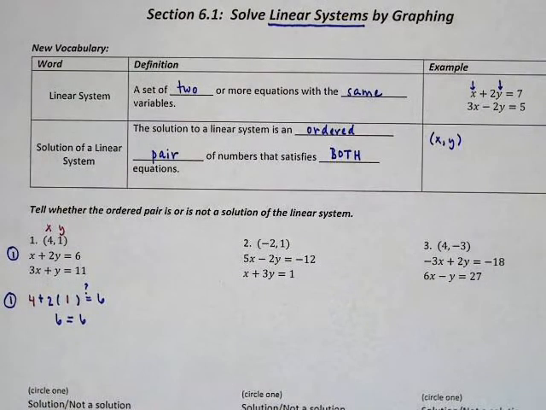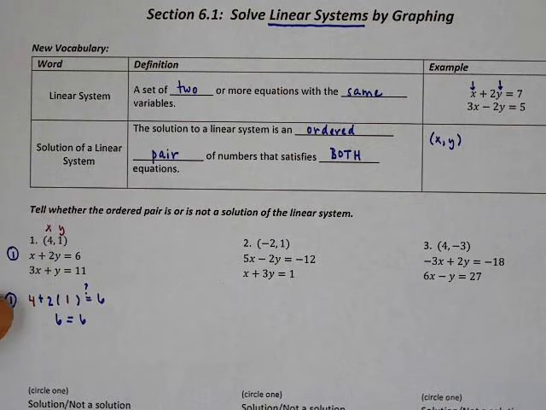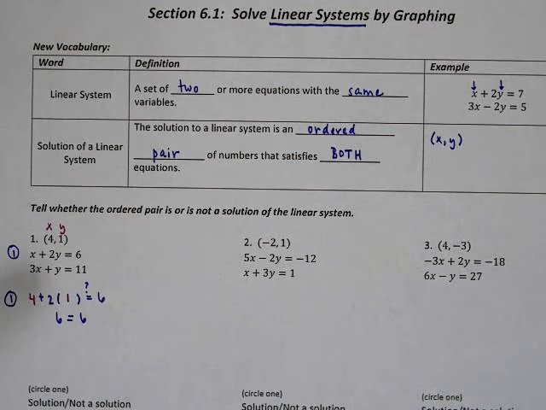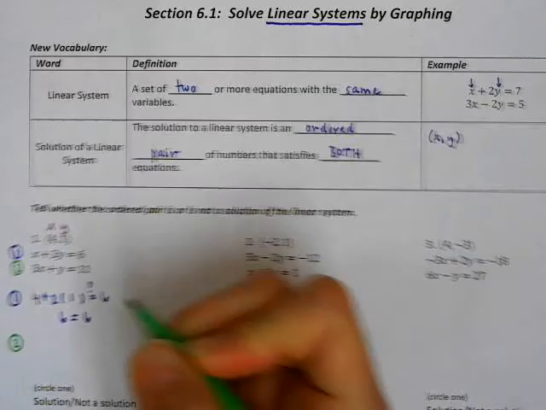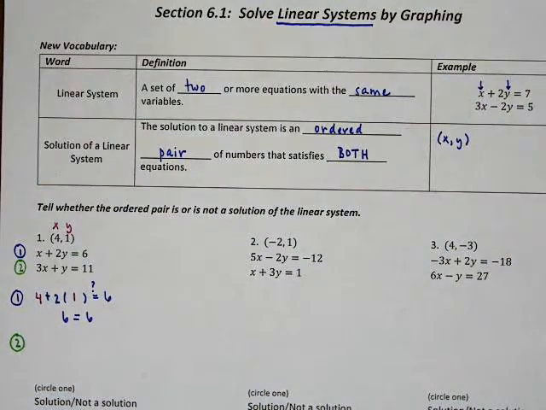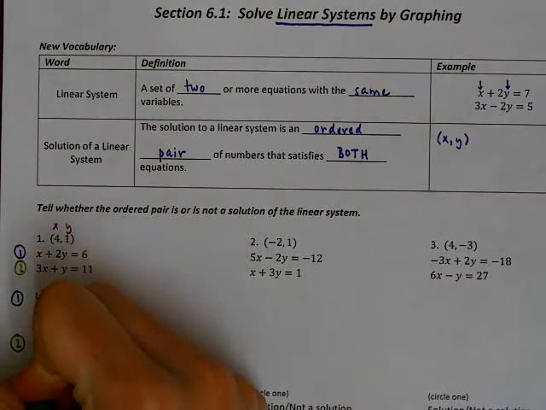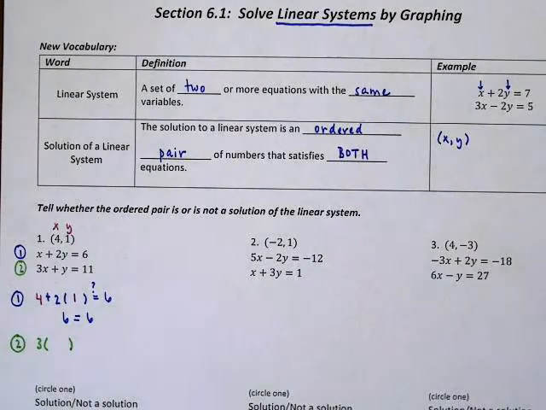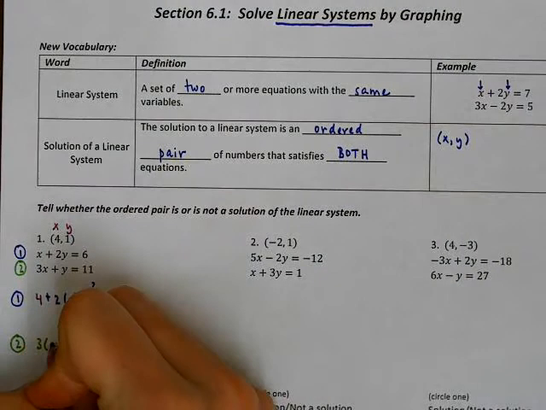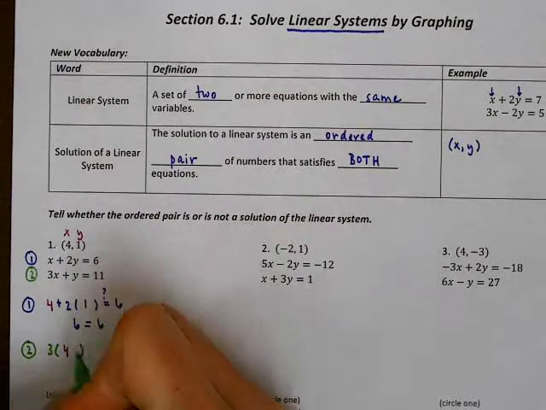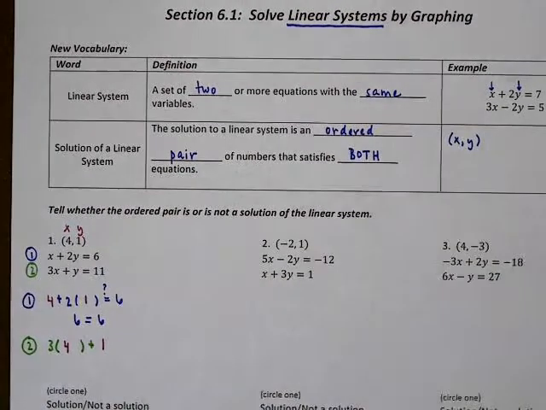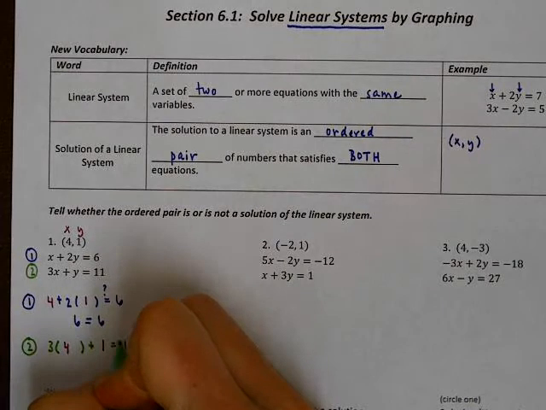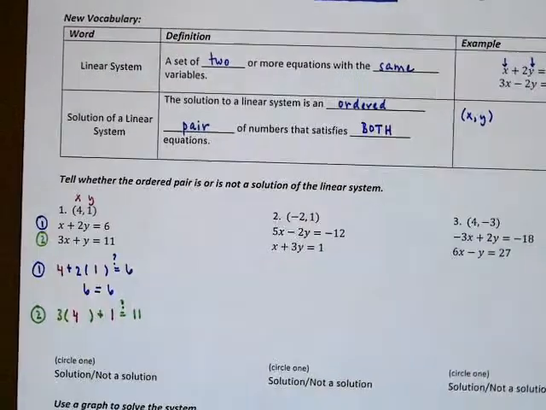So at this point, all I know is that the ordered pair is a solution of the first equation. However, before I can say it's a solution of the system, I have to plug it into my second equation and see if it's also true. So now in equation 2, I have 3 times, instead of x, I'm going to plug in my x coordinate, which is 4. Then I have plus y, well my y coordinate is 1. And I need to check, is that equal to 11? That's our question here.